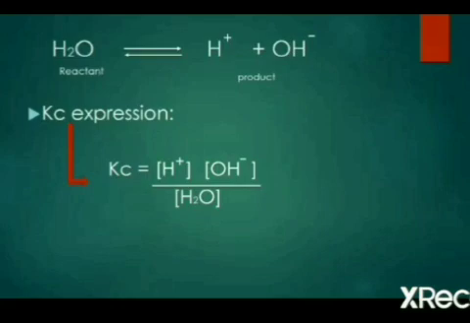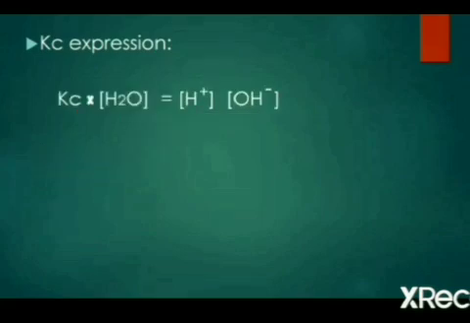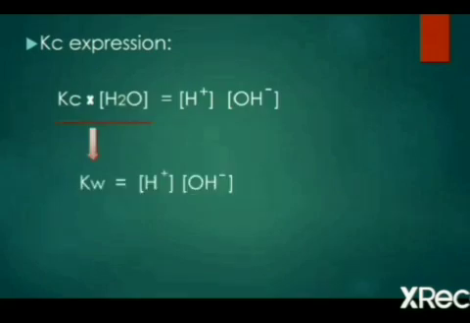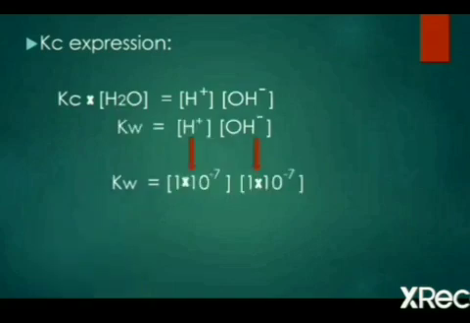In this equation, water concentration will remain constant. So by cross multiplying, what will we get? Kc multiplied by water, and this remains constant. So we will get Kc multiplied by water is equal to H plus ions and OH minus ions. Kc times water becomes Kw, which is equal to H plus and OH minus. This Kw is the ion product of water.